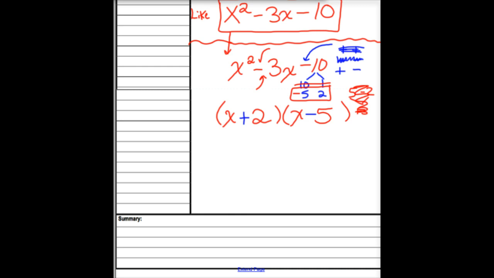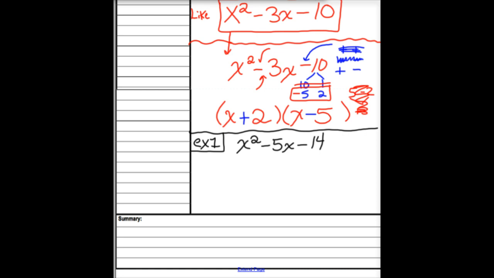So we're going to do some practice, maybe just 2 or 3 of them. So example number 1. We are going to factor x squared minus 5x minus 14. So go ahead and write that down.